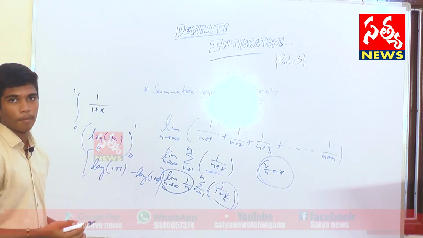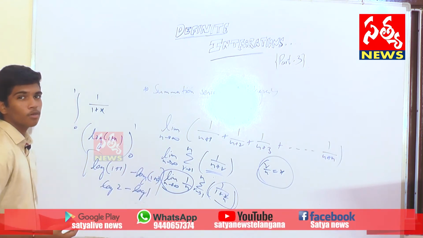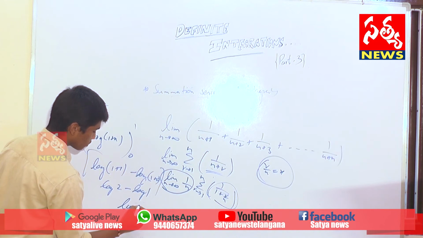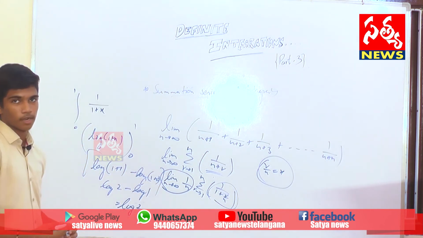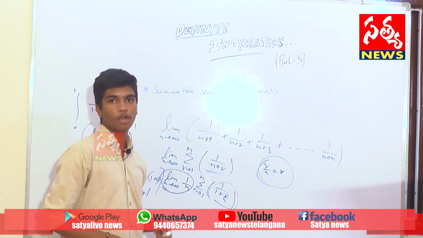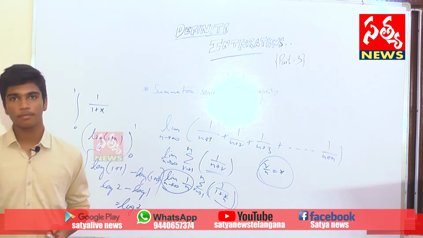This is the way we apply limits. As log 1 is 0, we get log 2 as our final answer. I hope you got it. Okay, is it clear? Right?